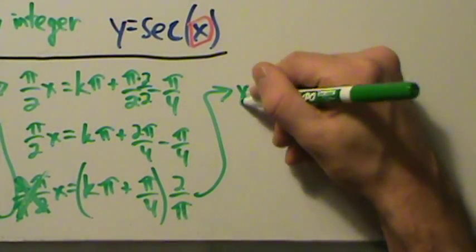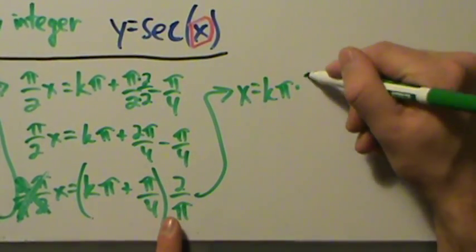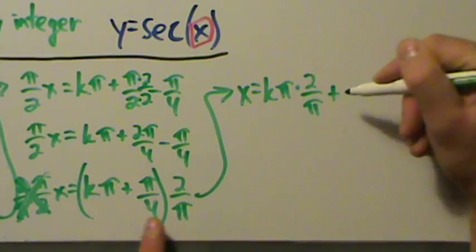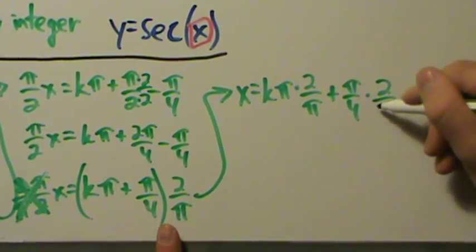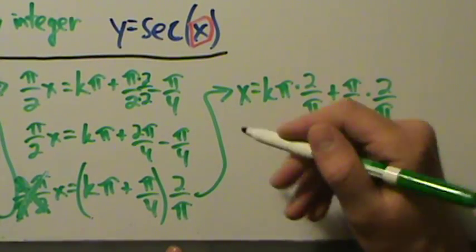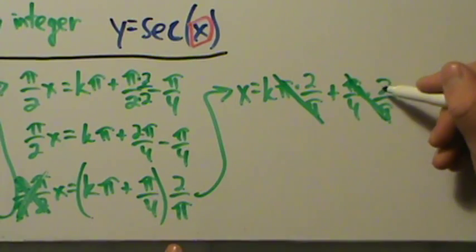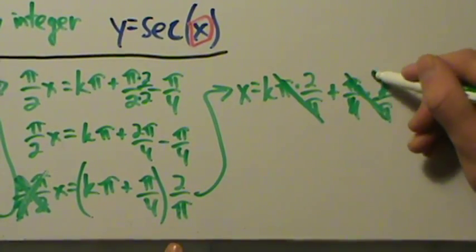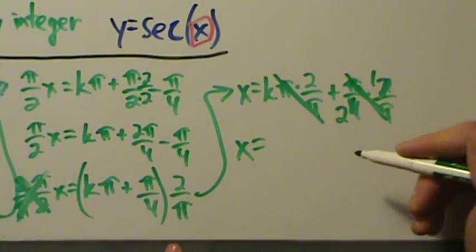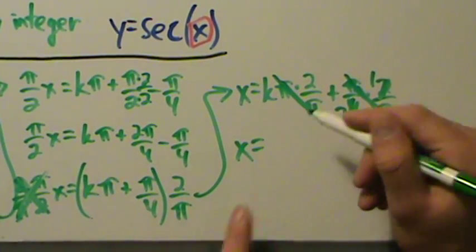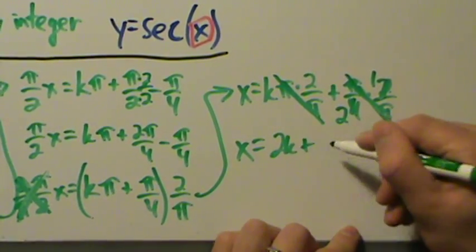So this is x equals k pi times, distribute, now we have 2 over pi. And then plus pi over 4 times 2 over pi. Okay. So pi's cancel, that's good. Pi's cancel over here too, that's great. 2 over 4 simplifies to 1 on top, 2 on bottom. Okay. So then x equals k times 2, so we'll say 2k, and then plus 1/2.